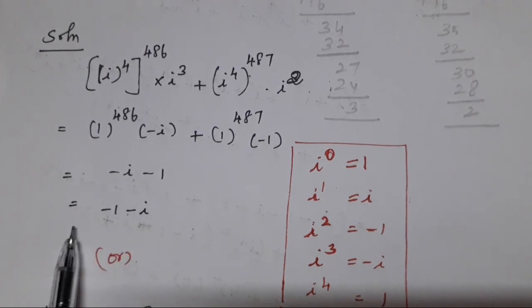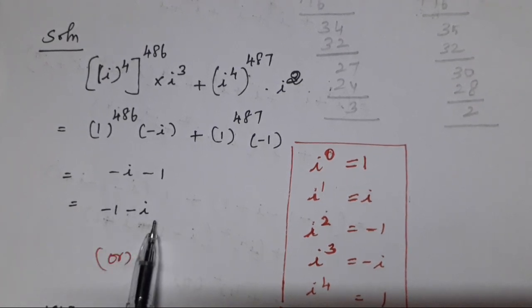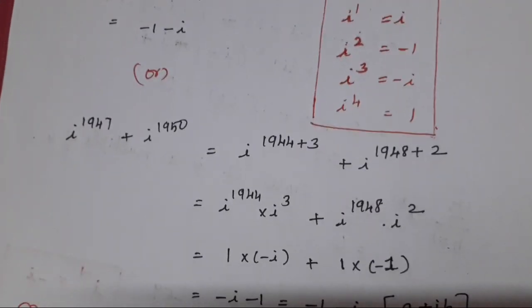Real part is nothing but what? Minus 1. Imaginary part is what? Minus i. So another method, one more method. See, this is very easy for you.